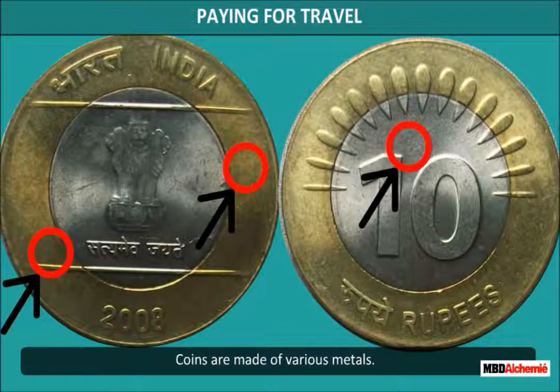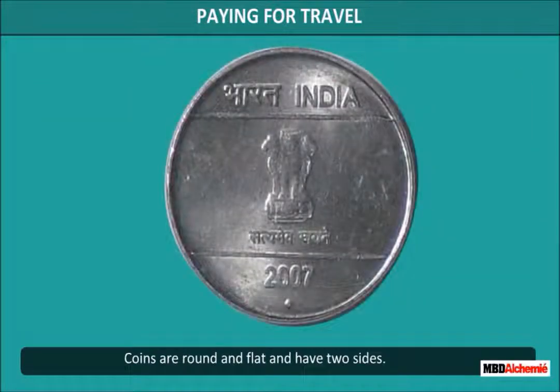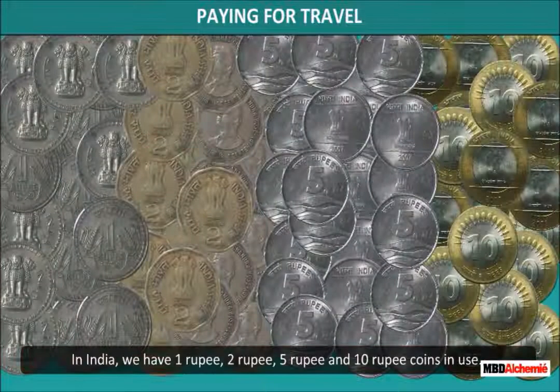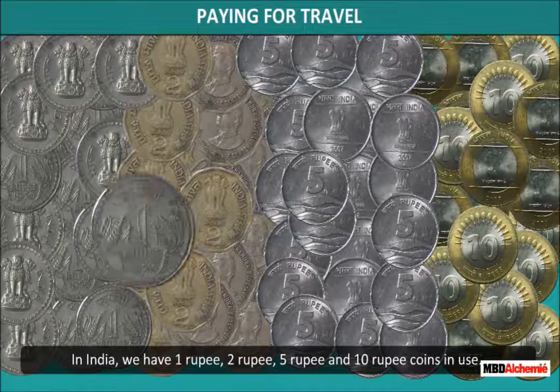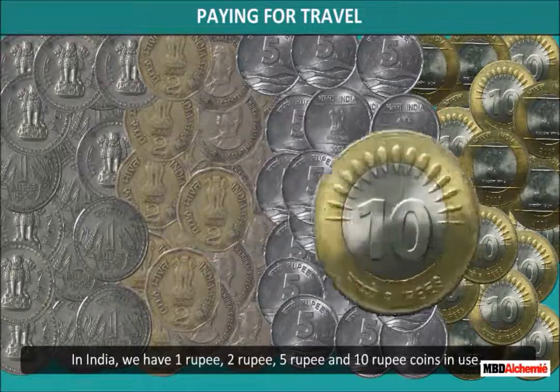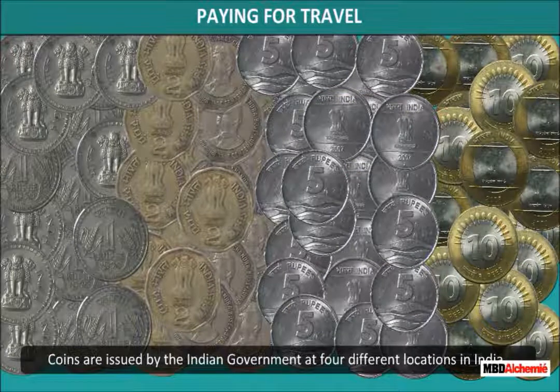Coins. Coins are made of various metals. Coins are round and flat and have two sides. In India, we have 1 rupee, 2 rupee, 5 rupee and 10 rupee coins in use. Coins are issued by the Indian government at 4 different locations in India.